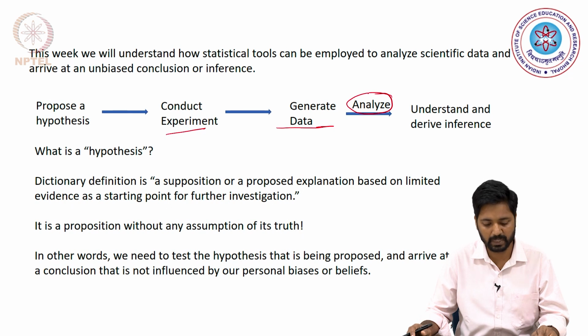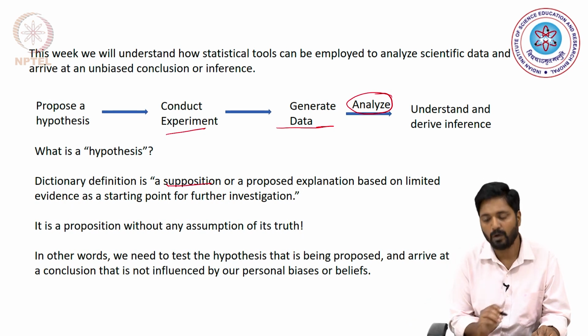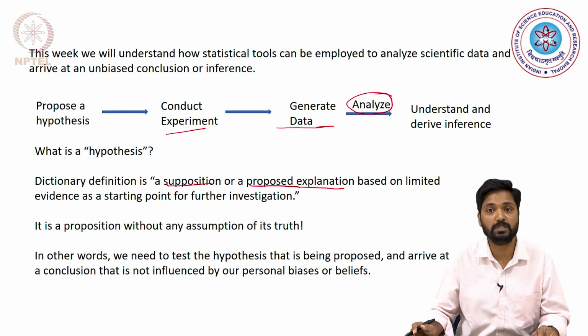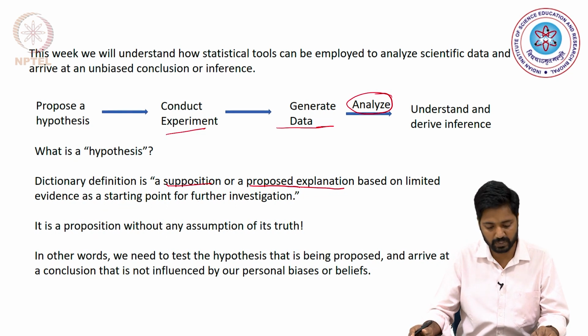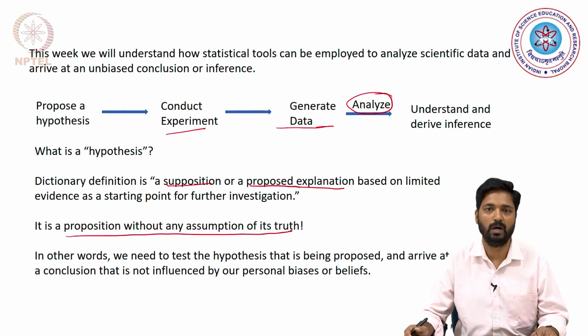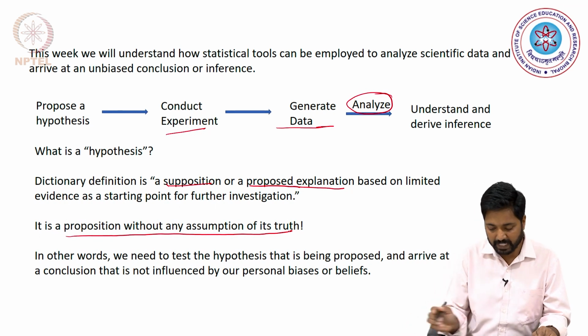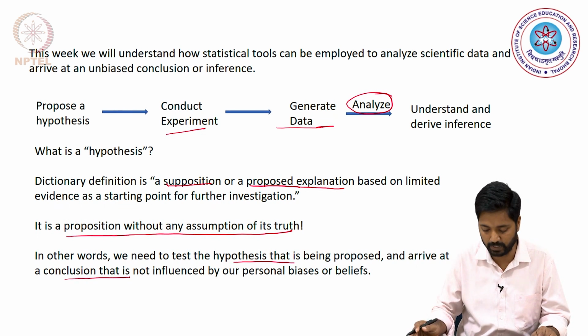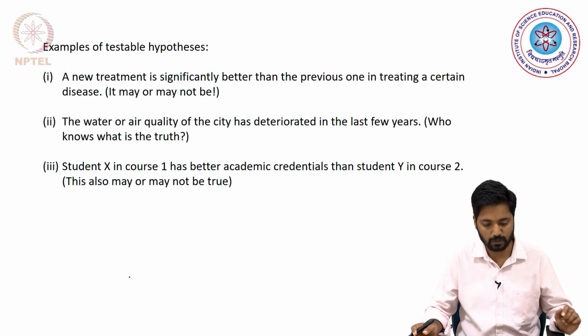If we go by the dictionary meaning, it is a supposition or a proposed explanation based on limited evidence, which acts as a starting point for further investigation. It is also important to emphasize that it is a proposition without any assumption of its truth. So, a hypothesis needs to be tested for its truthfulness, and we need to test this hypothesis and arrive at a conclusion that is not influenced by our personal beliefs and biases. And how do we do this?